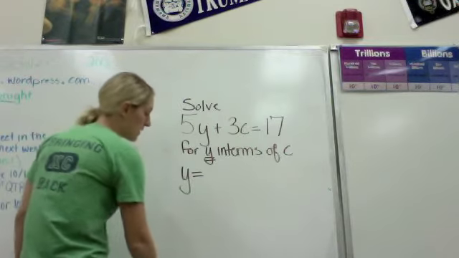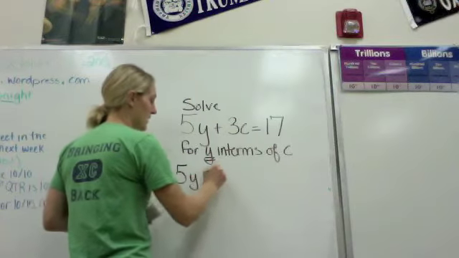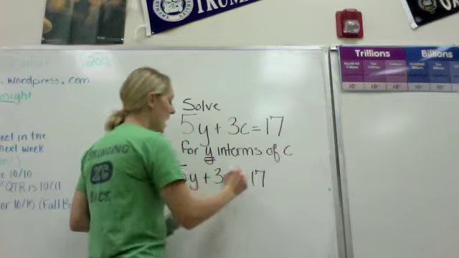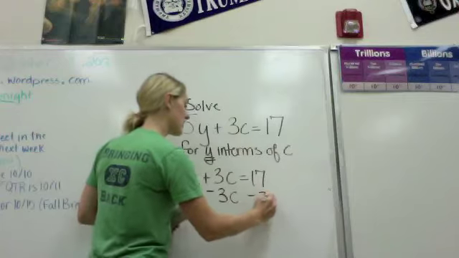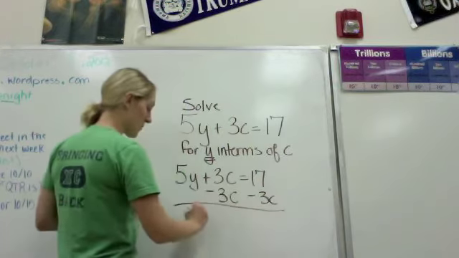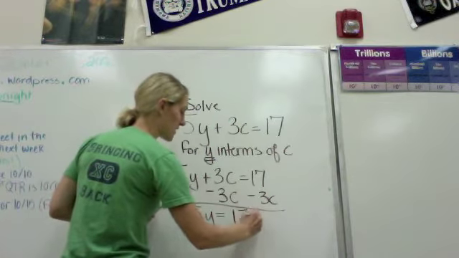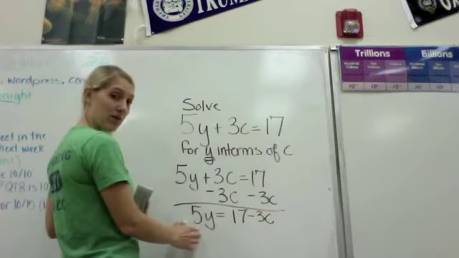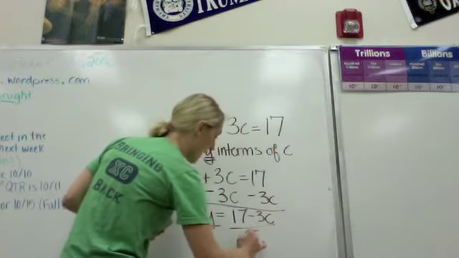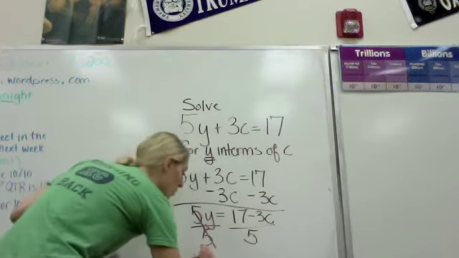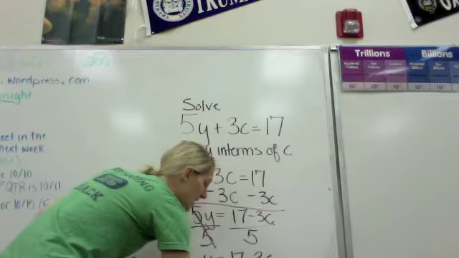Okay? So, in order to do that, if I look back at the equation, 5y plus 3c equals 17, I want to isolate my variable y. So I'm going to subtract 3c from both sides, which in the left member is going to give me 5y equals, and in the right member, 17 minus 3c. Now I need to get rid of that coefficient of the y, which is 5, so I'm going to divide both sides by 5, which will leave me with y equals 17 minus 3c divided by 5.